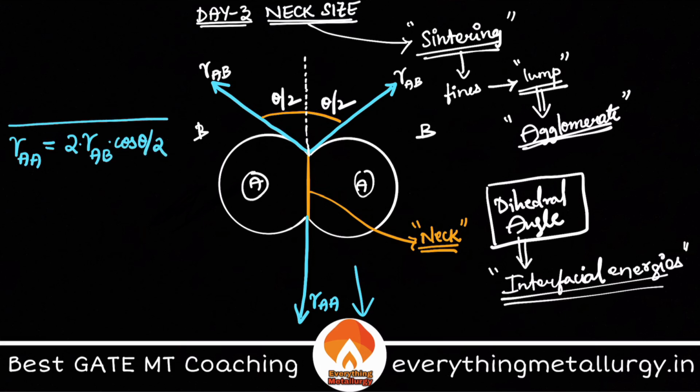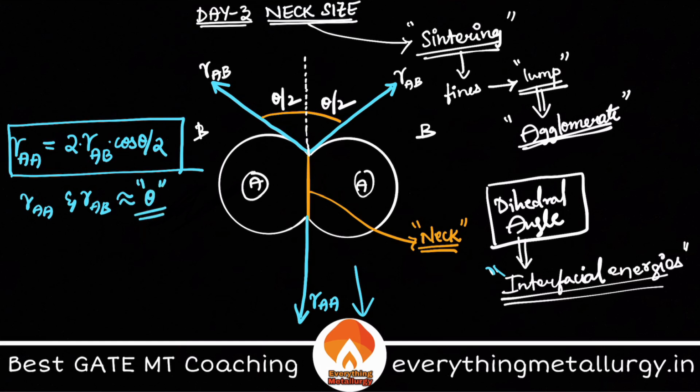So here I got a relationship. If my interfacial energies are known, that means if gamma AA and gamma AB are known, then you can easily calculate theta, the angle between the two different tangents, or the dihedral angle. Now from this, I want to calculate the neck size. This is my final goal. I want to calculate this particular length over here.